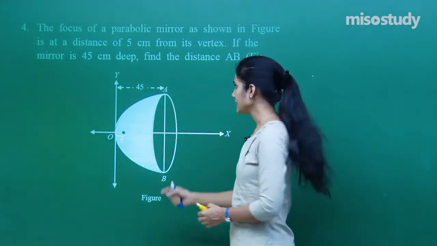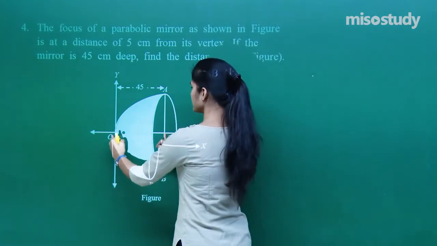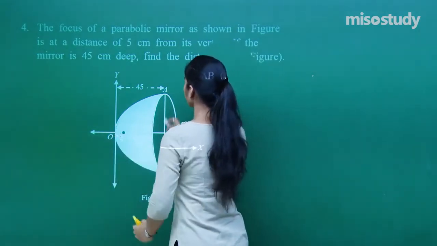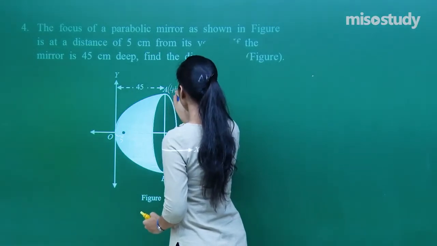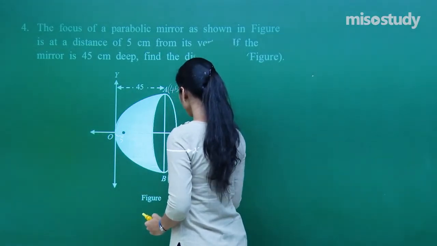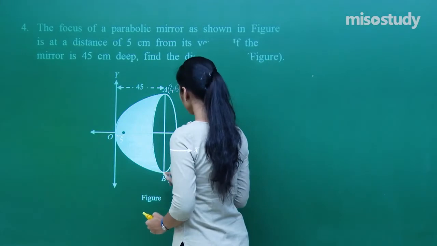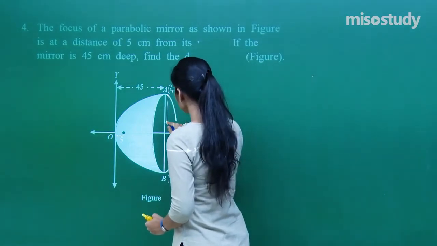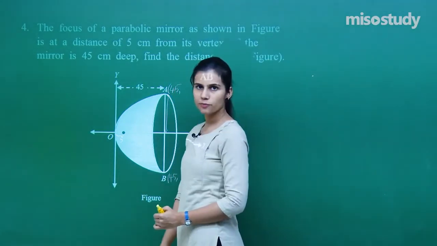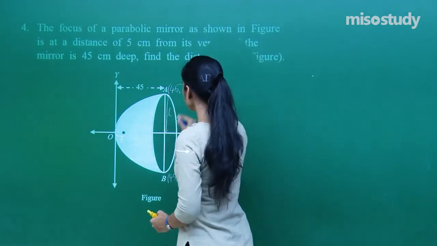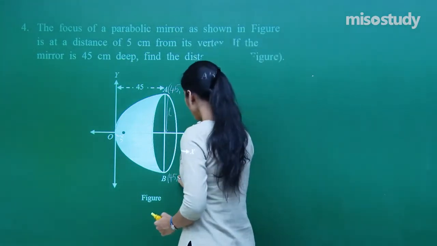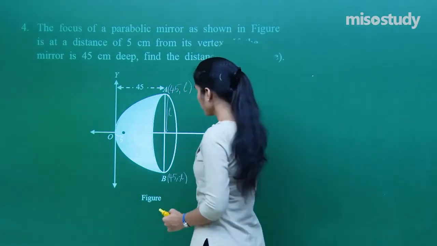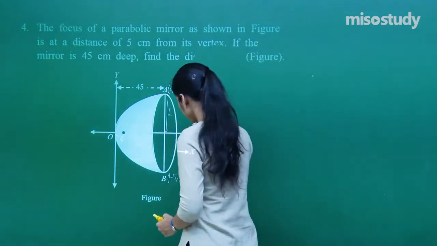Please clearly understand, if this is 45, that means this is 45. This is nothing but the x coordinate of point A and x coordinate of point B. Both are having it as 45 each. And this distance is going to be the y coordinate of point A. Suppose I am saying this distance is L, then 45 comma L are the coordinates of point A and 45 comma minus L are the coordinates of point B.